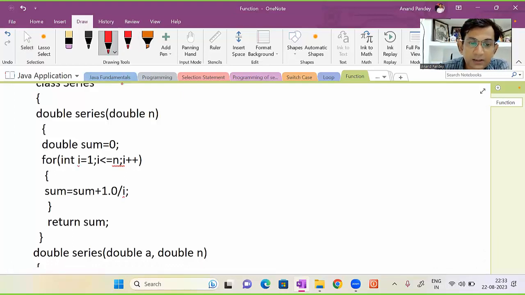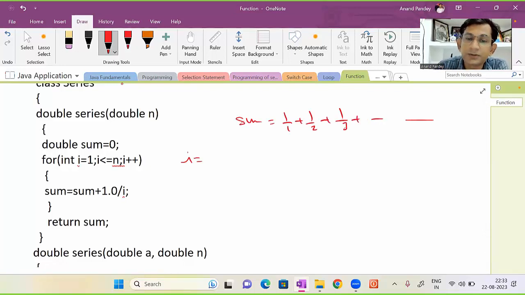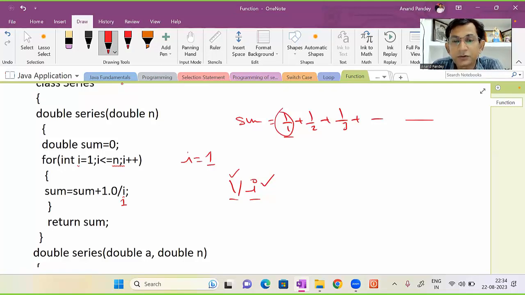Now listen. I started the value of I from 1 because the series is sum equal to 1 upon 1 plus 1 upon 2 plus 1 upon 3 up to n terms. So first time the value of I will be 1, because you can see the series is starting with 1. So 1 upon 1, we got the first term. And again here I have written 1.0 upon I, because if you write 1 upon I only, the 1 is an integer value, I is also an int type variable. So integer is greater, the conversion will be into integer, so the result will also be an integer.